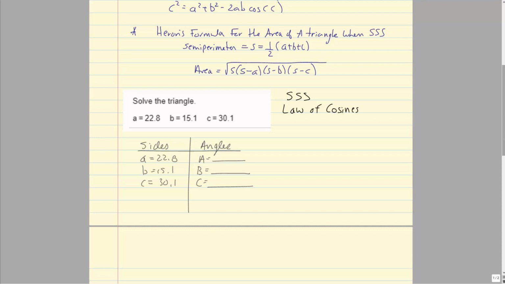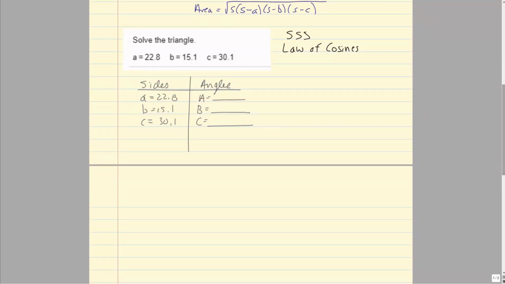Okay, so I can't use the law of sines because I do not know any angles, much less a side and its opposite angle. So what I want to do here is just choose one of these to solve for. Okay, so I'm going to solve for angle A.